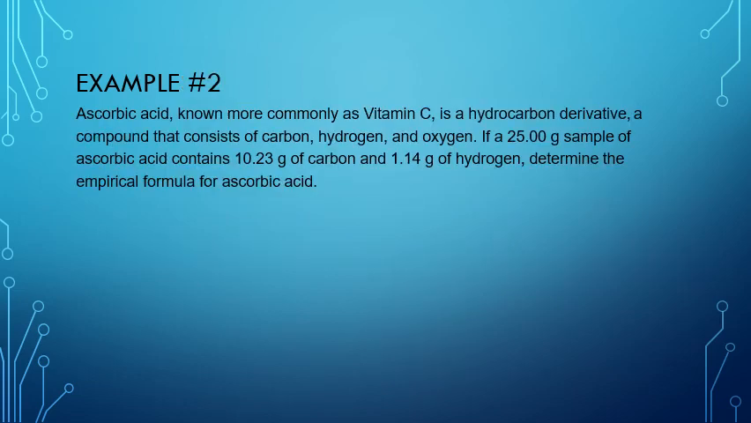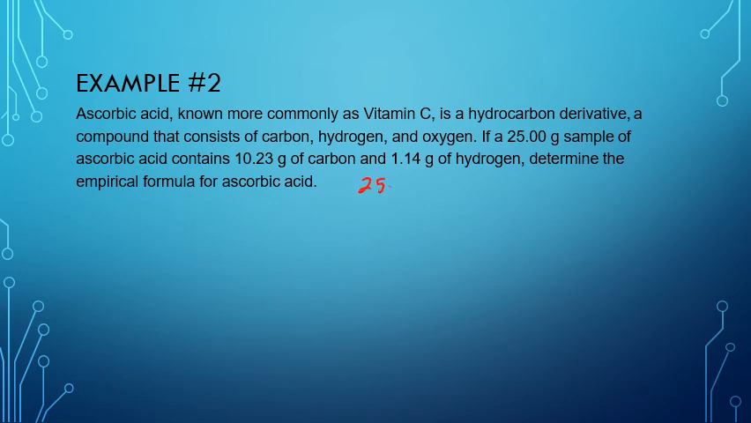In example number 2, we're going to determine the empirical formula for ascorbic acid, which is also commonly known as vitamin C. It is a hydrocarbon derivative, a compound that consists of carbon, hydrogen, and oxygen. So in this particular problem, you can notice they gave me a total mass for the sample, and then they gave me just the grams of carbon and the grams of hydrogen. So in order to determine the empirical formula, we need to determine how many grams of oxygen we also have in this compound.